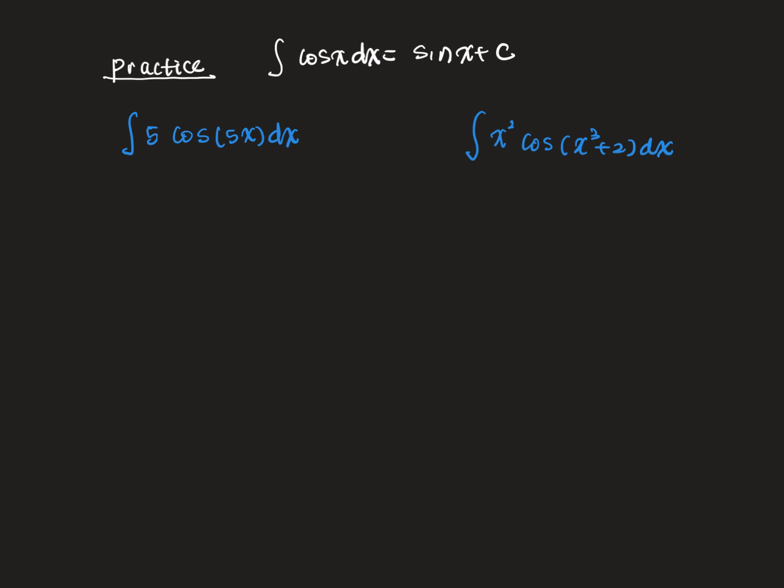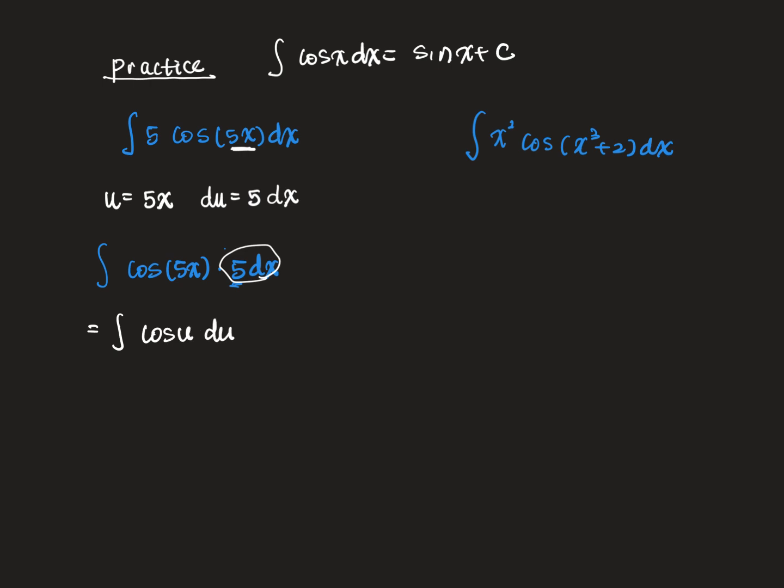So how are we going to find the antiderivative of 5 cosine 5x dx? First, think that this one is a substitution. u is 5x, so du is 5 dx. Rearranging, the integral of cosine 5x times 5 dx, this whole thing is du. So this is the integral of cosine u du, and the antiderivative of cosine is sine u plus c.